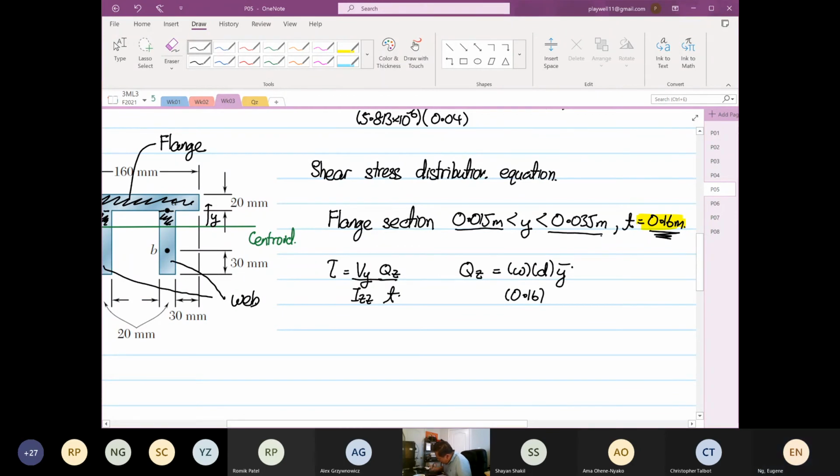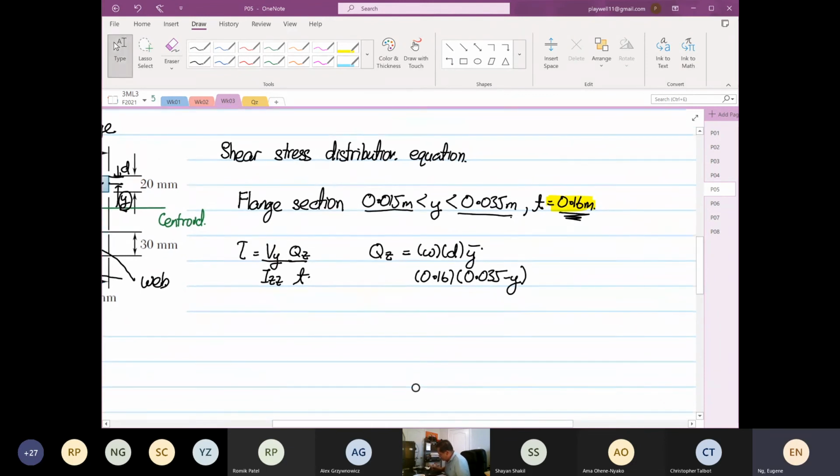Our depth, if this is our Y, right? This distance from here to here is our depth. Yes or no? Right? So our depth is equal to 0.035 minus Y. Okay, so this is the width and our depth, and our Y bar is equal to 0.035 plus Y multiplied by half.